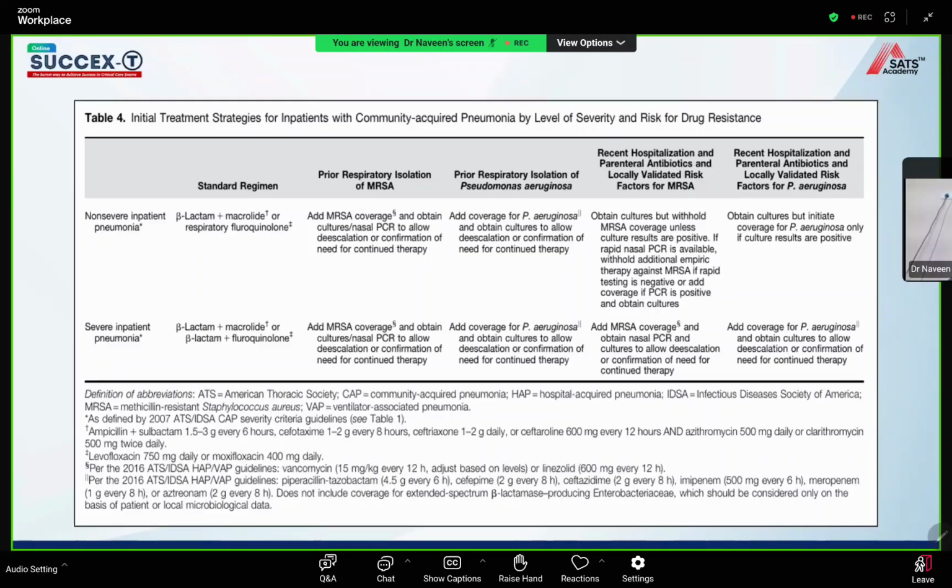And the other subcategories we have to know: if the patient has a prior respiratory isolation of MRSA or Pseudomonas, we have to cover for these two organisms and send PCR or cultures. Depending on the PCRs and cultures, you can de-escalate or discontinue the therapy. And whenever the patient has recent hospitalization or parenteral antibiotic exposure and a locally validated risk of MRSA and Pseudomonas, for MRSA you have to send the cultures and PCR, and depending on them you will start the antibiotics. Whereas for Pseudomonas, you will start the antibiotics, and depending on the cultures you will either de-escalate or discontinue the therapy.